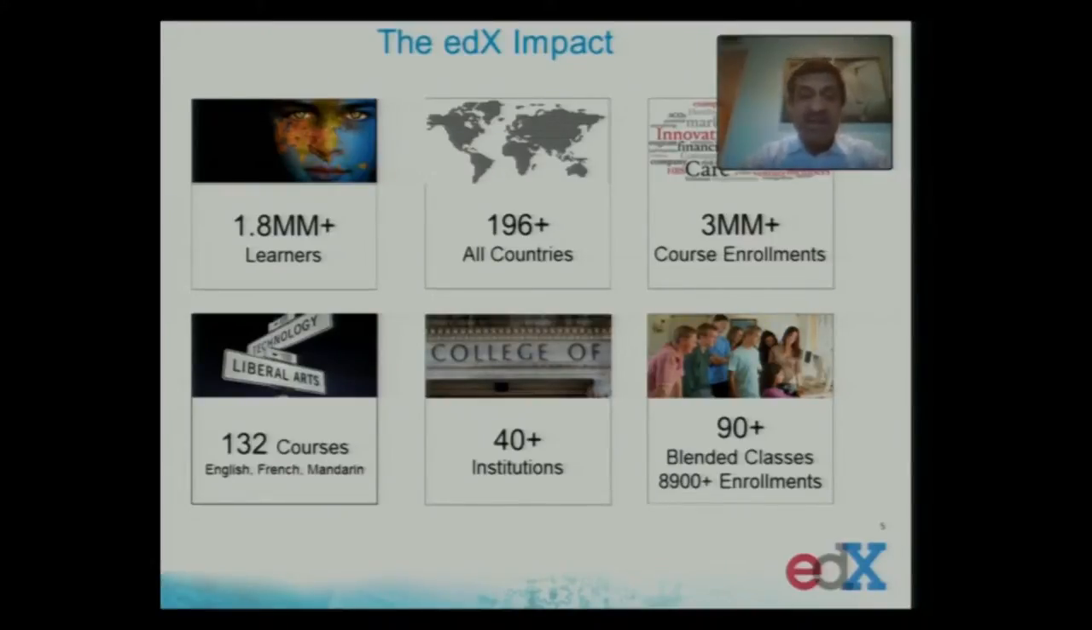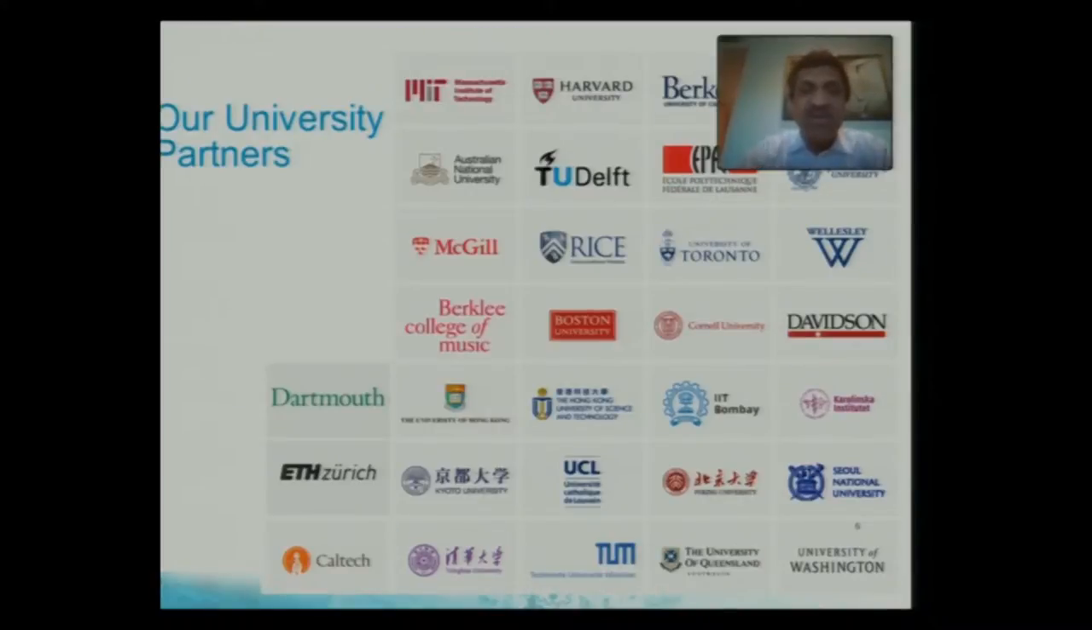I'm on slide number 6 now. We are partnered with universities like MIT, Harvard, Berkeley. From India, we are partnered with IIT Bombay, and we are in discussions with several other top universities in India, like the IITs and BITS Pilani and others. Also in China with Tsinghua and Peking University. I'm in Australia visiting two of our partners, Australian National University and the University of Queensland, all great universities. And they offer courses on the edX platform.